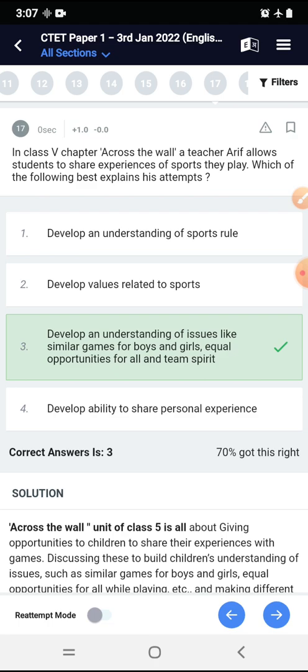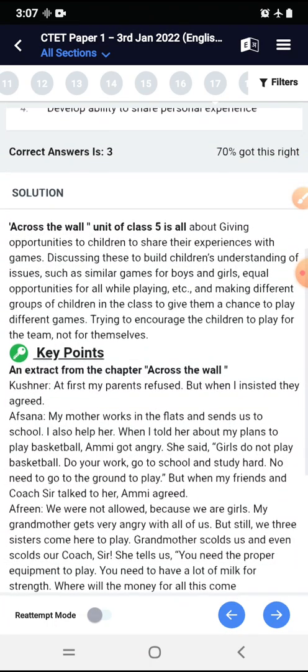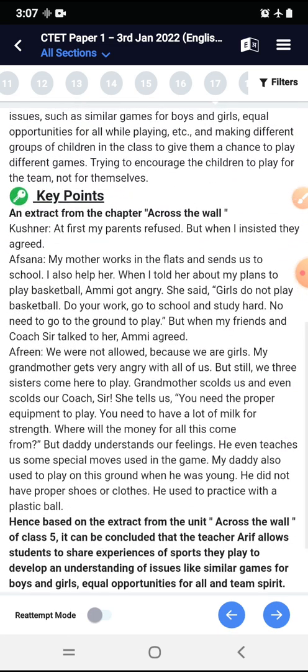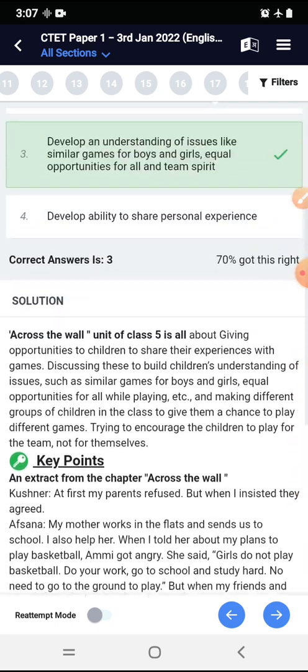In a class, fifth chapter Across the Wall, if the teacher allows students to share experiences of sports they play, which of the following best explains his attempts? Develop an understanding of issues like similar games for boys and girls, equal opportunities for all, and team spirit. Okay. Across the Wall is a unit of fifth class. It is all about giving opportunities to children to share their experience with games. And this comes from the textbook from NCERT.